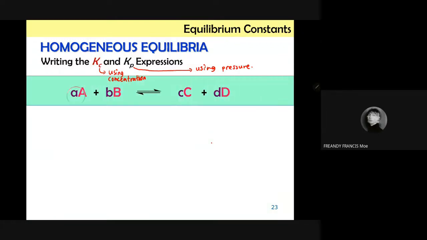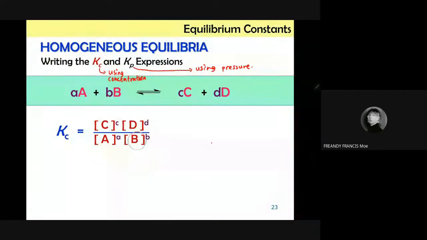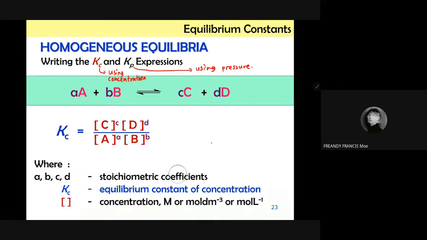So let's say kita ada this reaction A plus B forming C plus D. So kalau kita nak tulis Kc dia adalah concentration of C multiplied by concentration of D, each to the power of their stoichiometric coefficient, divided by concentration of A to the power of a kecil multiplied by B to the power of b kecil. Okay, di mana a, b, c, d adalah stoichiometric coefficient, Kc adalah equilibrium constant of concentration dan ini adalah concentration molar ataupun dalam unit mole per decimeter cube ataupun mole per liter.